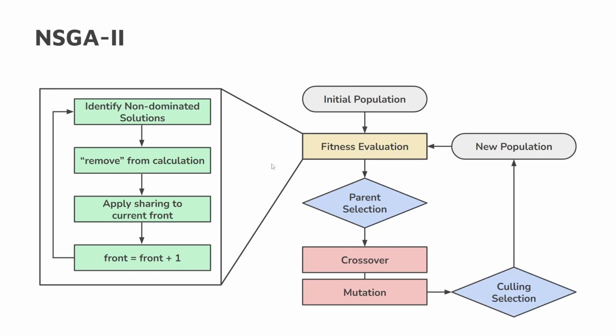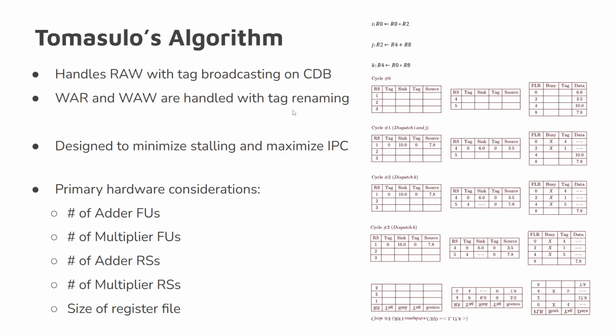So here's the overall process of the genetic algorithm. The base genetic algorithm is on the right, and the NSGA2-specific stuff is in this box here, which is non-dominated solutions in a front, and then applying sharing, and then creating the next front in a loop. And the rest of the stuff here, like I said, is just regular genetic algorithm stuff.